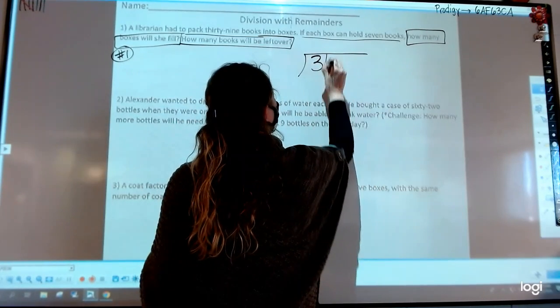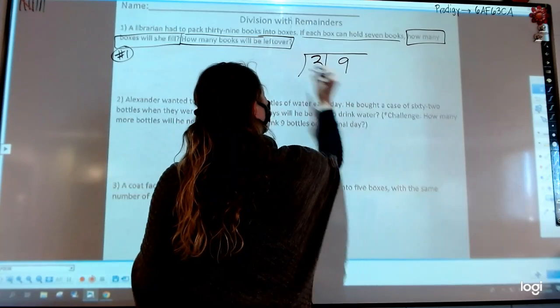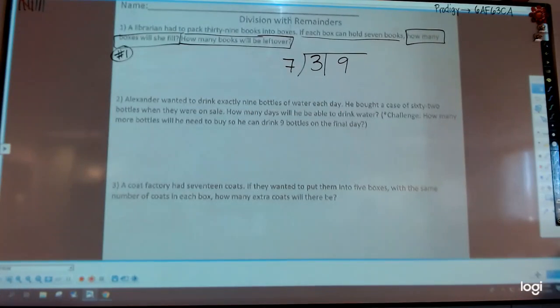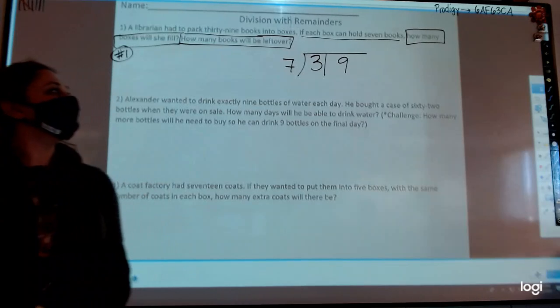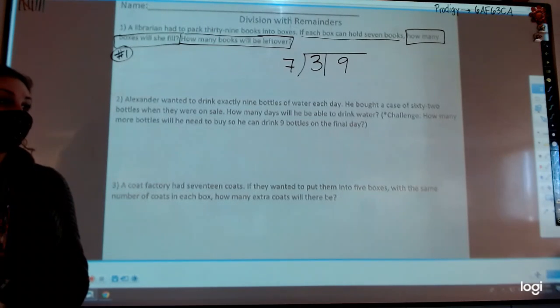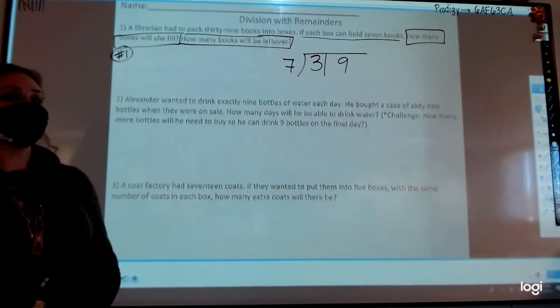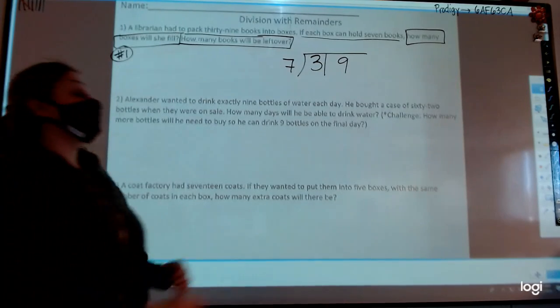39 divided by 7. Remember to make some space so you can add your numbers. All right, what's my first step? Angie? Not in the question. We get our whiteboards out. Sure, yep. What's my first step? Noah? How many times does 7 go into 3? That would be 0. It'd be 0.